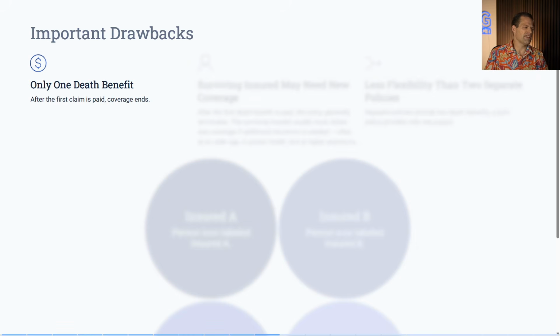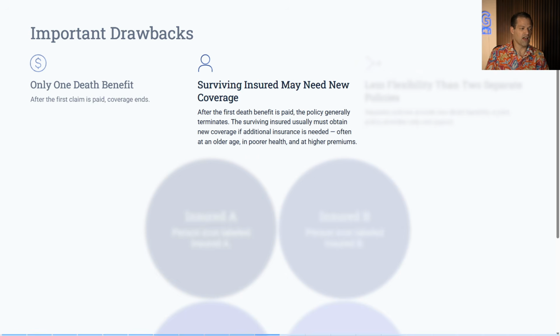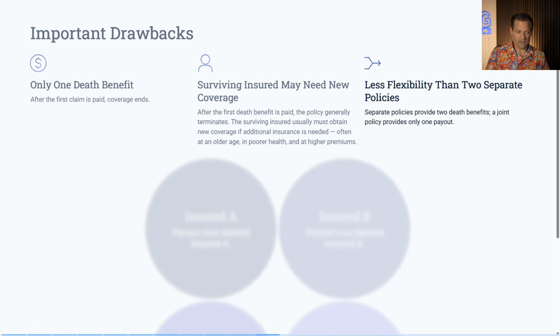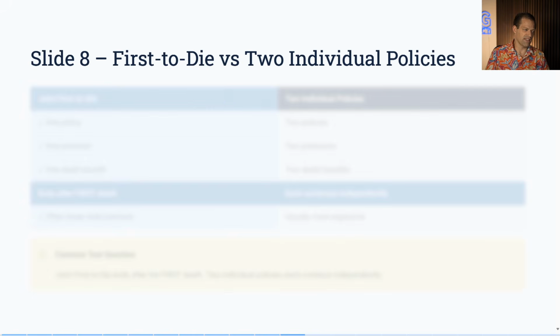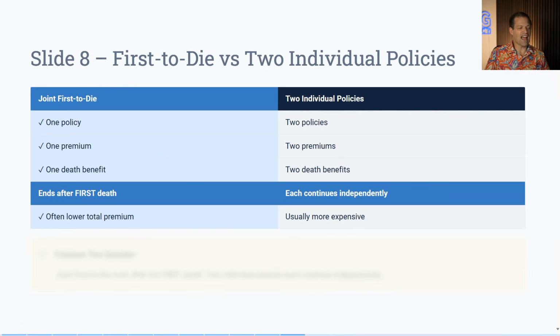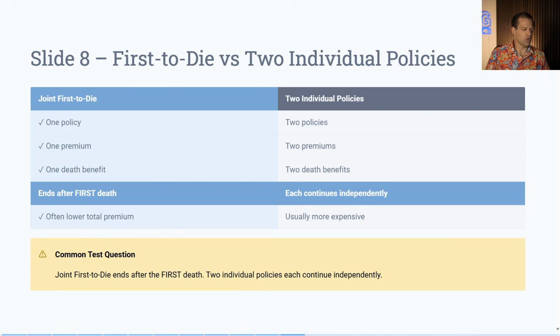Important drawbacks with these plans: there's only one death benefit, not multiple. The surviving insured may need new coverage, so it may be inappropriate in some cases, and there's less flexibility than two separate policies. Person A can be labeled insured A, person B can be insured B. Death occurs and triggers a claim for the first death, and then one death benefit is paid and the policy ends. So first to die versus two individual policies: this is the chart if you want to check it out. Again, joint first to die ends after the first death. That's the key thing.